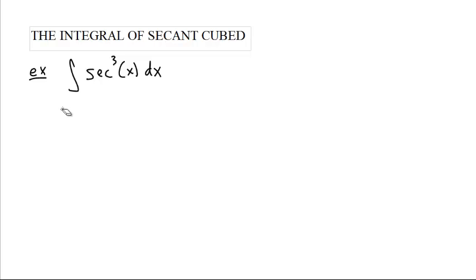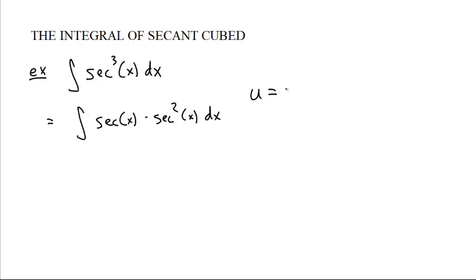No, no, no. The trick here is to look at this as the integral of secant of x times secant squared of x dx, and use integration by parts. U is the secant of x. The last thing we'd ever want to set u equal to is a trigonometric function, but dv is secant squared of x dx. We do know how to take the derivative of secant.